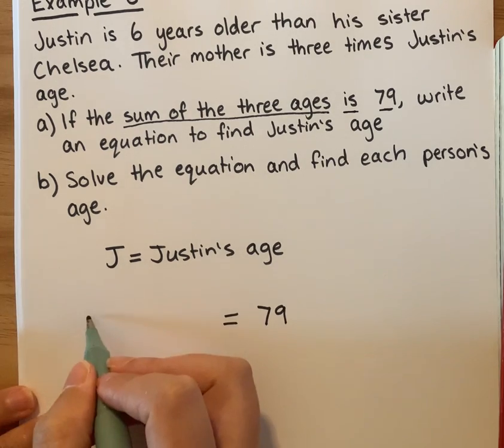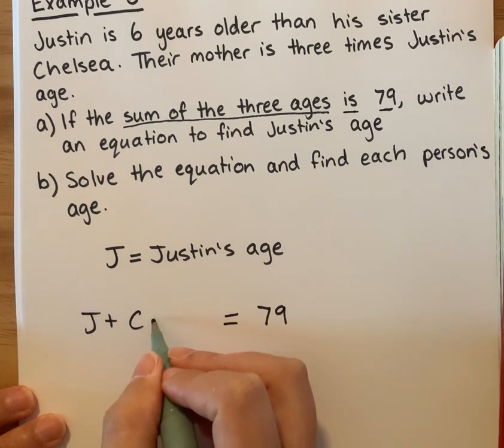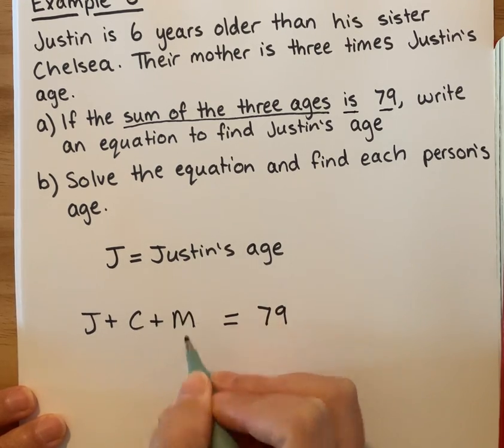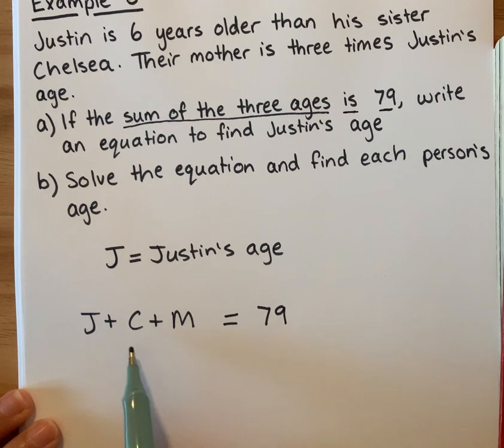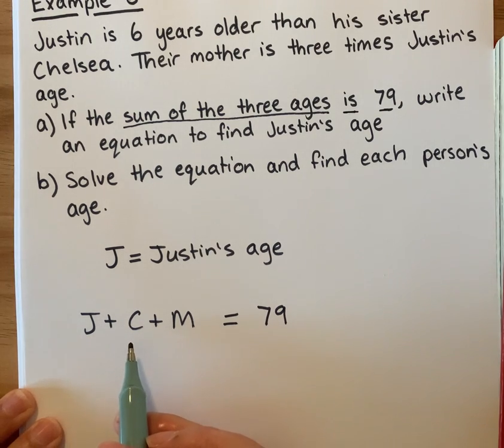So we're going to have Justin's age J plus, let's call C Chelsea's age, plus their mother's age M. Now, again, we've got all these different variables, but we don't want C and M. We want C to be in terms of J and we want M to be in terms of J. We want all like terms. So let's keep reading the question and see if we can turn these into like terms.